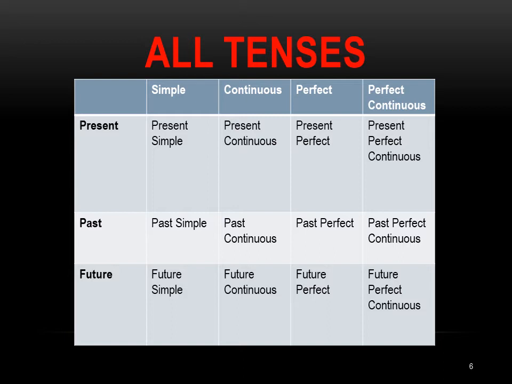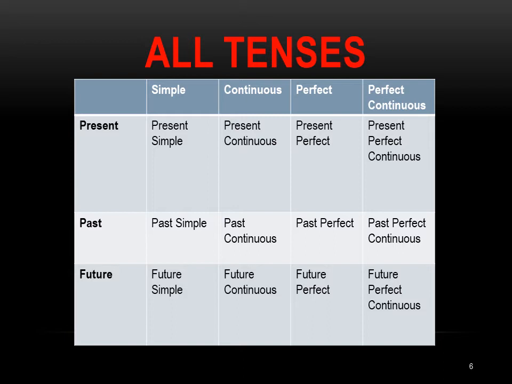First one is present. Present tense has four types. First one is simple present tense. Second, present continuous tense. Third, present perfect tense. Fourth, present perfect continuous tense. Okay.